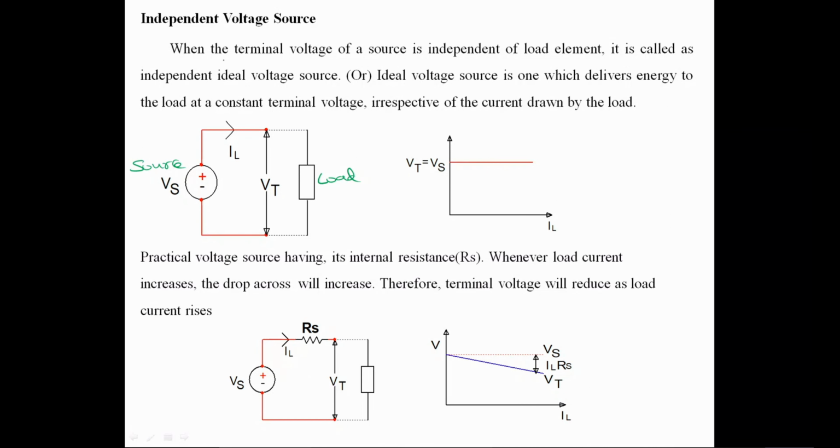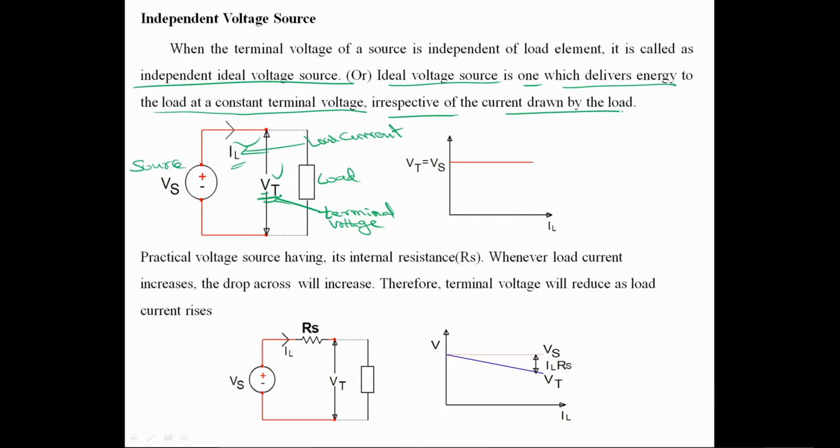So what we are telling here is, when the terminal voltage, VT is the terminal voltage, is independent of load current, where IL is the load current, then it is called an independent ideal voltage source. An ideal voltage source is one which delivers energy to the load at a constant terminal voltage, irrespective of the current drawn by the load. అంటే ఎప్పుడు కూడా constant terminal voltage తోటి ఇస్తుంది. Load లో ఎంత current ఇస్తున్నప్పుడు కూడా it gives you the constant voltage.